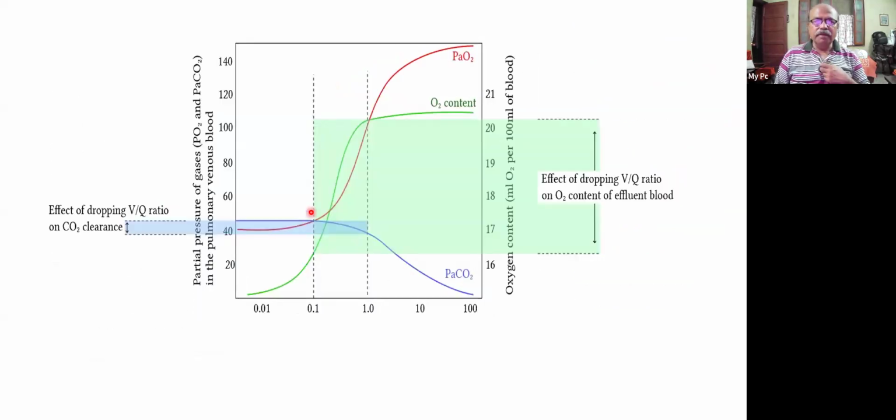Now if you take that same graph again, look at that. What is the effect of dropping the VQ? There is a drastic change of the PaO2 as the VQ ratio falls from 1 to 0.1, while the carbon dioxide clearance is not much affected, only by 6. This is the effect of the shunt and dead space on the PaO2, PCO2 and PaCO2.